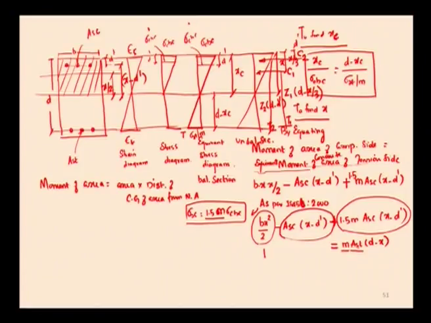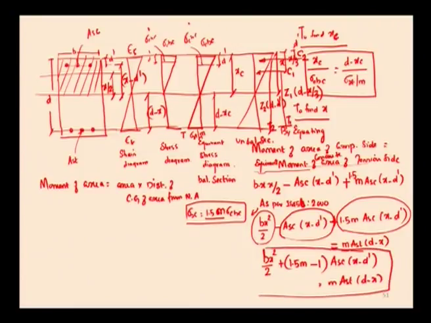When AST is multiplied by the modular ratio, it becomes the equivalent concrete area surrounding the tensile steel, and d minus x is the distance of the CG of the tensile steel from the neutral axis. So, b x square by 2 plus 1.5 m minus 1 into ASC into x minus d dash is equal to m into AST into d minus x. This is the expression which is used to find out x for the doubly reinforced section.